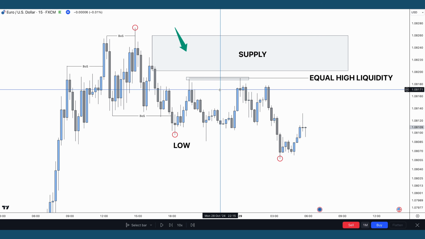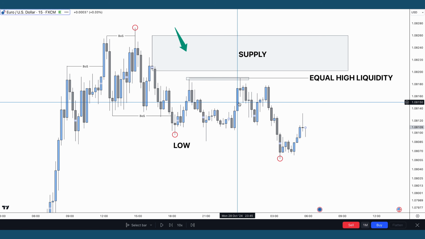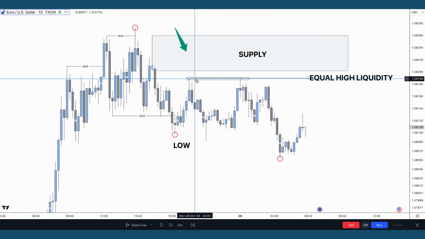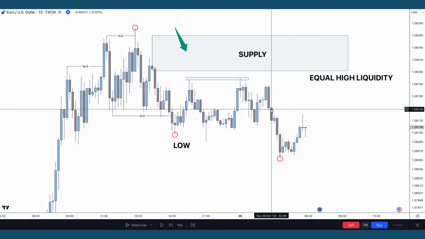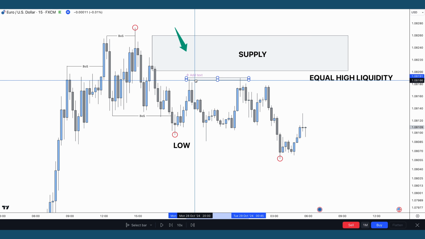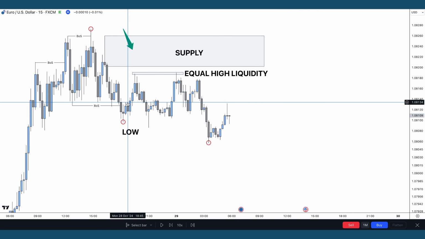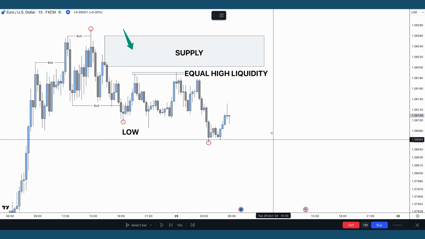They don't have to be to the pip direct, equal highs don't, but they have to be very, very close, to the point that when we take a look at this, you can see how refined and how close together these levels truly are. So with what we can see here on the chart, let me map out the entry model once again that we just discussed.